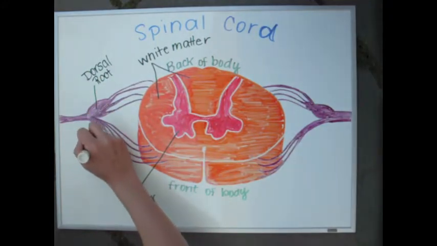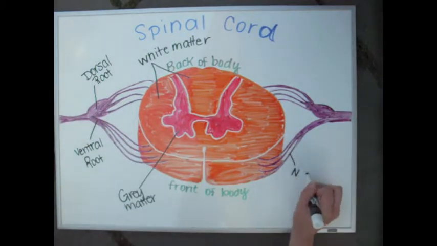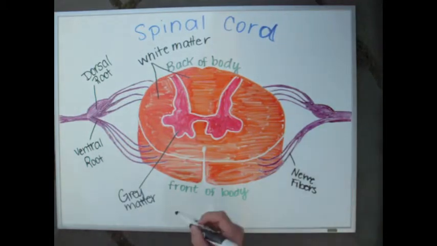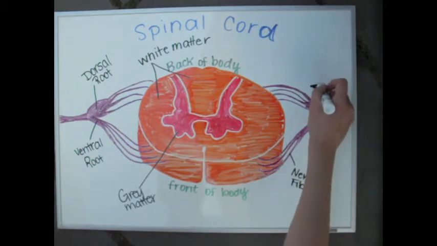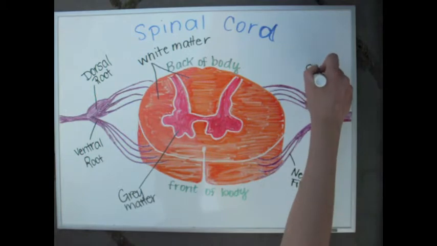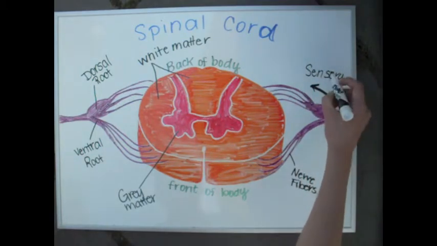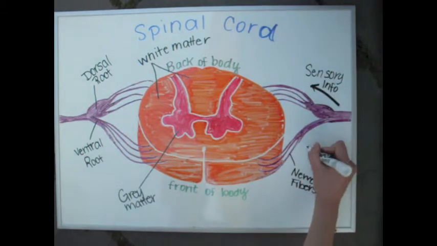The dorsal root allows for the entrance of sensory neurons and is known as the posterior root. The ventral root or anterior root enables the exit of motor neurons from the spinal cord. Sensory information is transmitted into the spinal cord, while motor information is transmitted outwards.